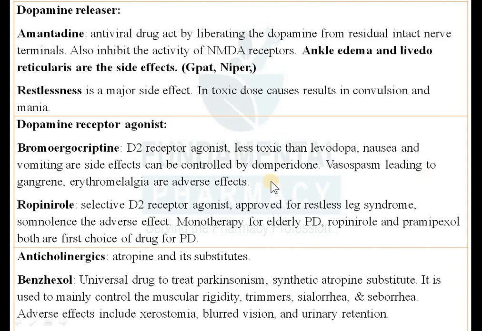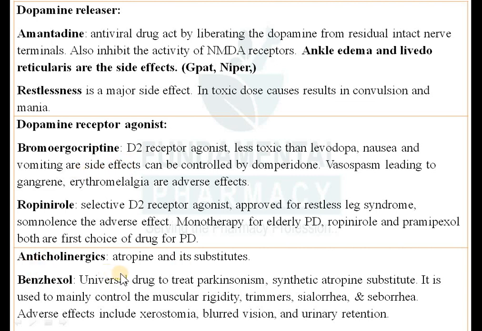Okay, so it has fewer side effects than levodopa. Nausea and vomiting are simple side effects, and they can be easily controlled by domperidone. That is a prokinetic and anti-emetic drug. ठीक है? So domperidone will control it. Then again vasospasm leading to gangrene and erythromelalgia are the adverse effects. Vasospasm की वजह से गैंग्रीन होगा. So they are the adverse effects. Bromocriptine is nothing but the D2 receptor agonist. Remember, ठीक है? Hello, am I audible clearly?